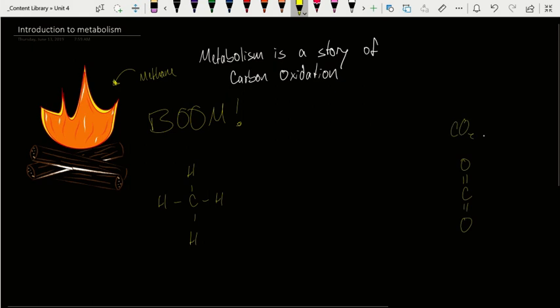I want just for a second for you to take a look at these two molecules and tell me what the difference is between these two carbons. The carbon in here in methane versus the carbon over here in carbon dioxide. And if we understand the difference between those two carbons, we'll understand this concept of carbon oxidation.